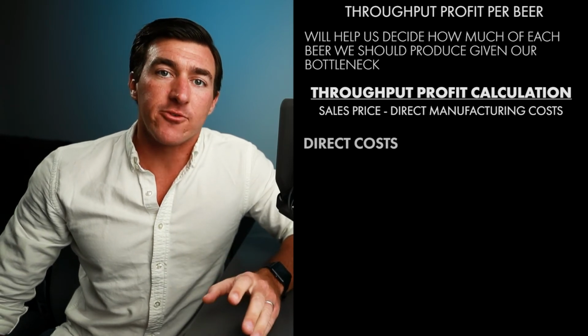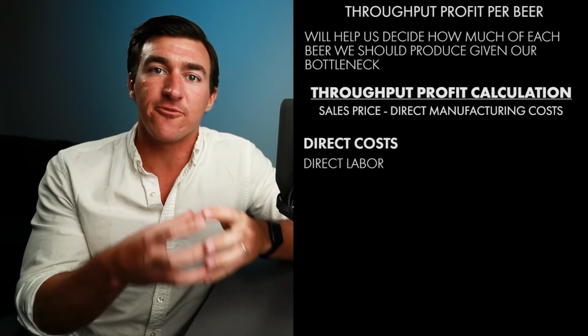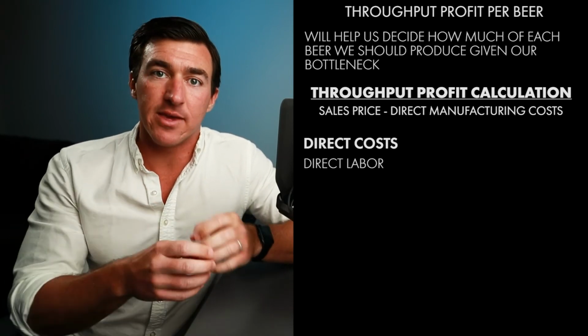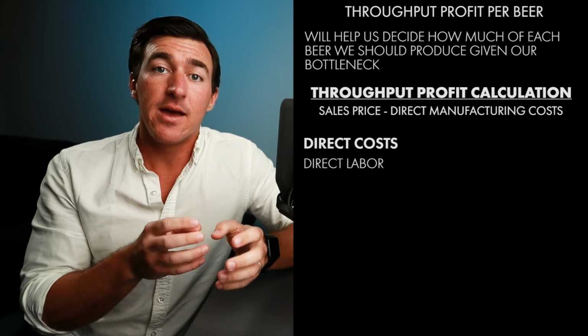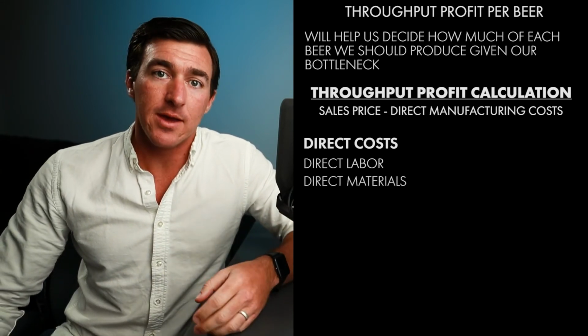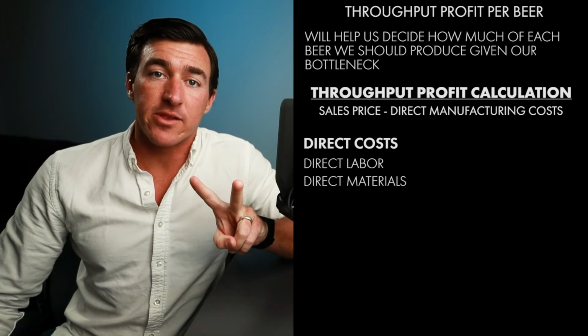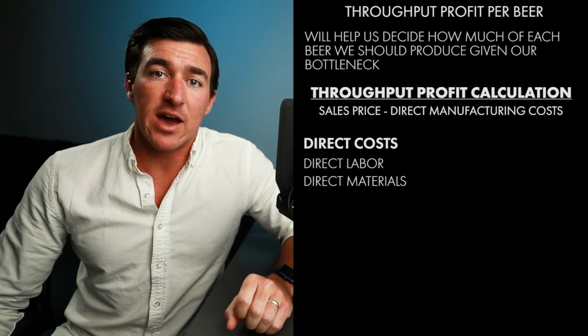Remember, direct costs are things like direct labor, which is man hours of actually sitting there fermenting the beer or mixing with our employees, things like that, and direct materials. That's things like the hops and the barley and the water that goes into making our beer. Those two, direct materials and direct labor, make up our direct manufacturing costs.